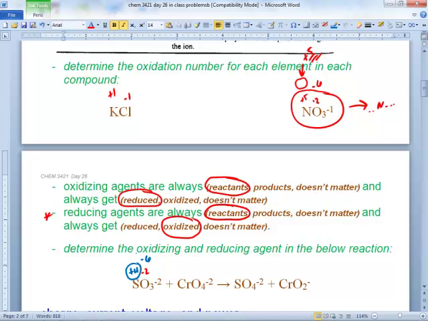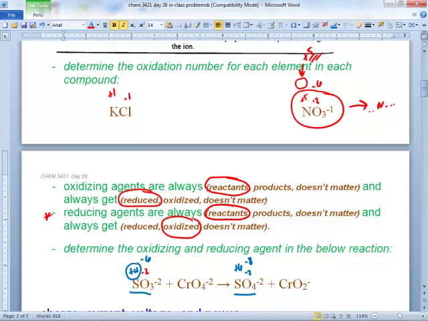So what would you do first to figure out the sulfate? -2 times 4 is -8. So that means S must be +6. Okay. So this compound, he got oxidized or reduced?